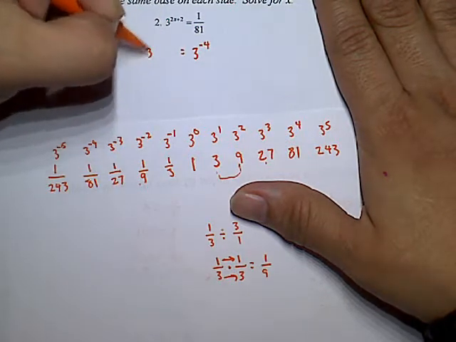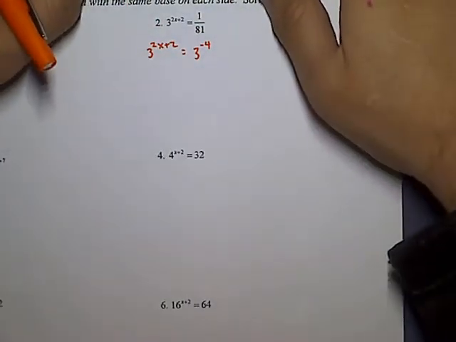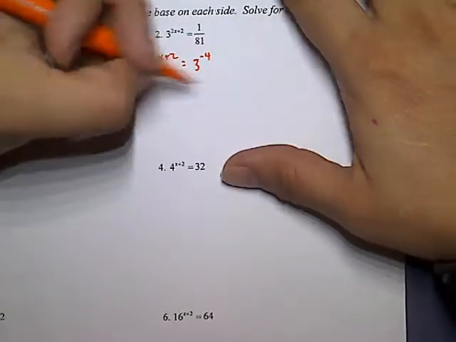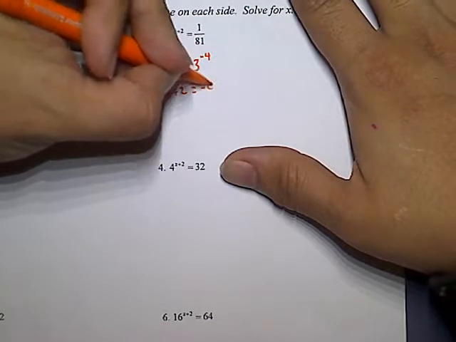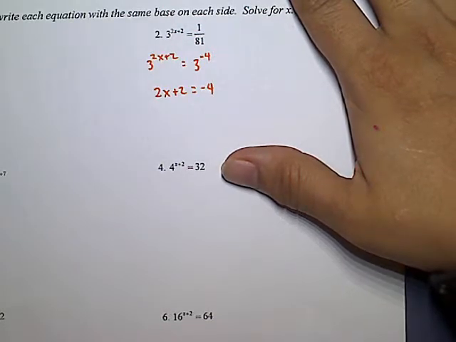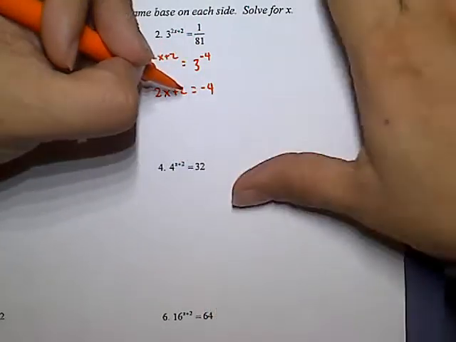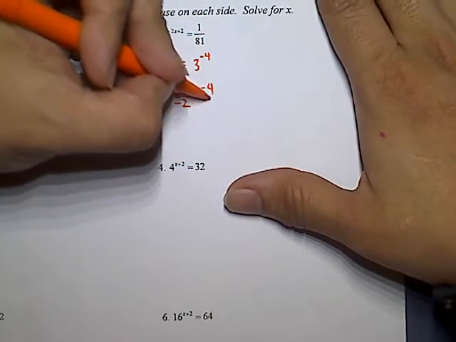And then I'll write down the rest of my equation. Now, they have the same bases. I can go ahead and drop the base. And at that point, we can now solve for x. I'm going to go ahead and get this 2 on the other side. I'll have to subtract it.